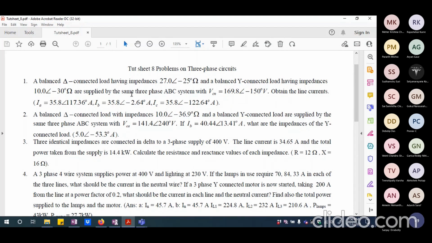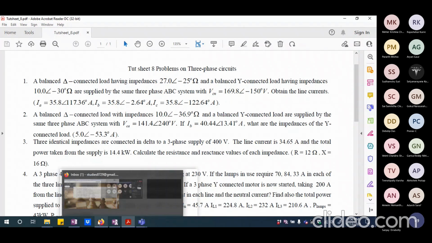Okay. So 240 minus 180 or 240 plus 180, either way is fine. So 240 minus 180 is 60. So 141.4 angle 60 will be VAC. And IB is already given. So what are all the impedances of the Y connected load? It is just the converse problem of what we did just now.